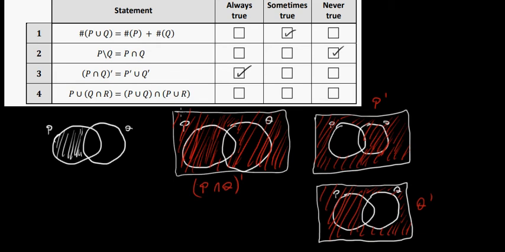Now the last case then is P union Q intersection R is equal to P union Q intersection Q union R. This is always true. This is what's called a distributive property. We are distributing union over intersection, and this is always going to be true. So union distributed over intersection is always true.